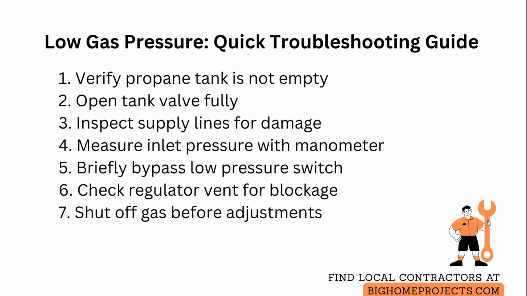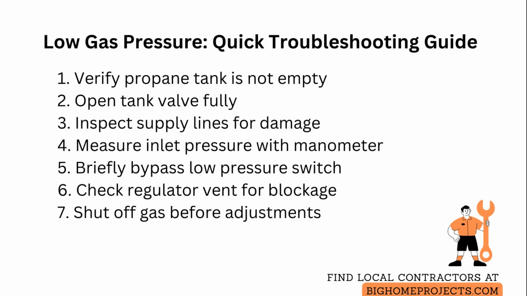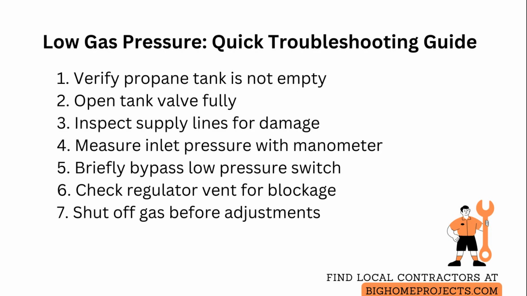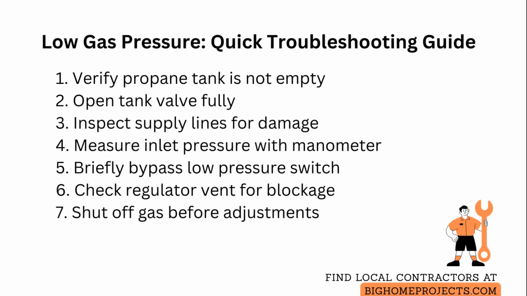If pressure is low and the regulator is external to the appliance, check the regulator vent for blockage and replace the regulator if readings remain out of range after confirming supply tank condition. When making adjustments or replacing components, shut off gas, relieve pressure, and follow the appliance service manual and local codes. And if you are not fully comfortable or qualified, call a licensed technician.